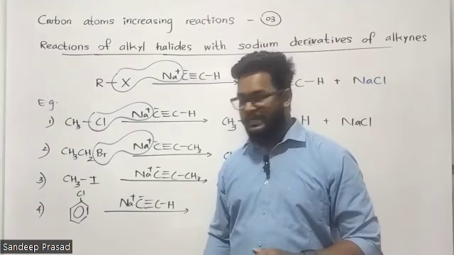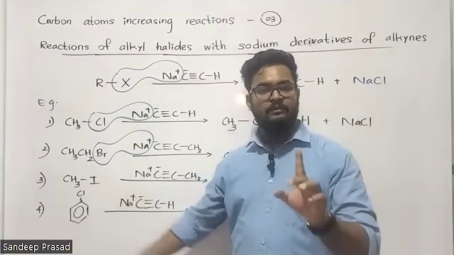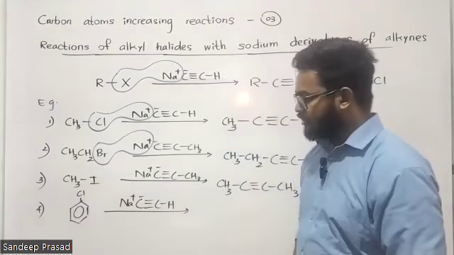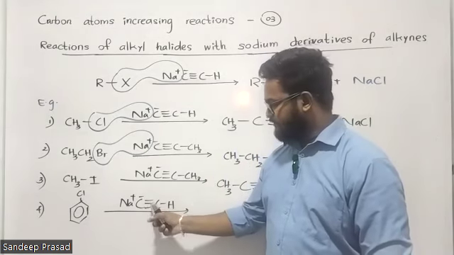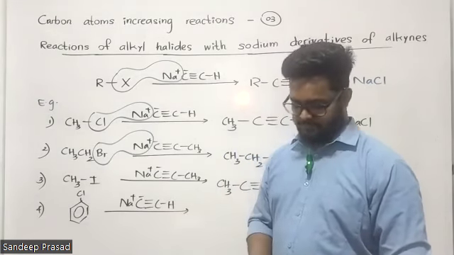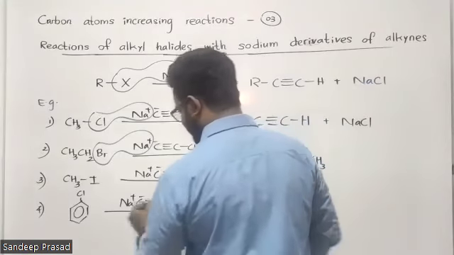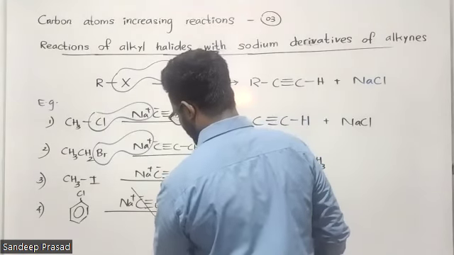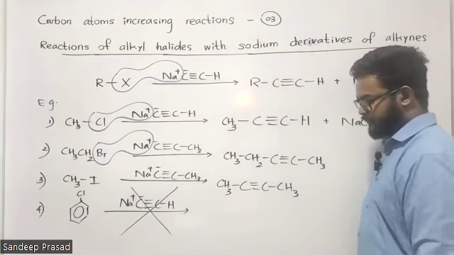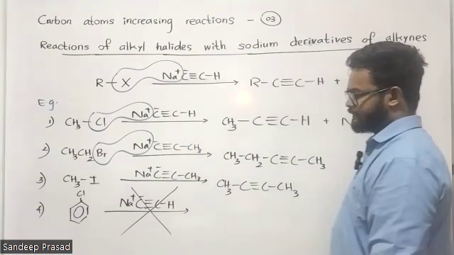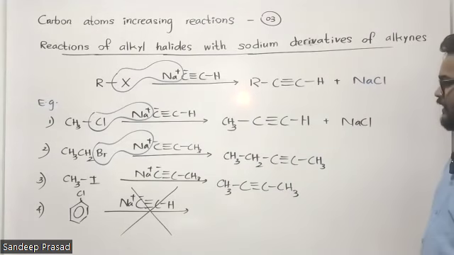So therefore, what will happen? It's very difficult to break that carbon chlorine bond. So there won't be any reaction between the salt and the chlorobenzene. Therefore, let me write down here: there is no reaction. In order to denote that, you can put a cross on the arrow, right?